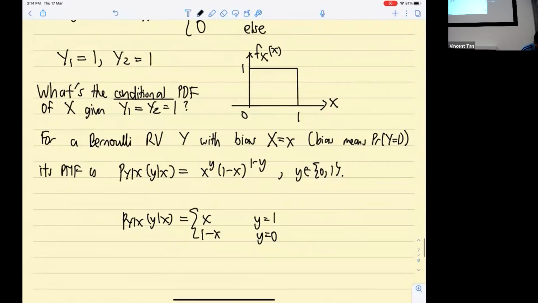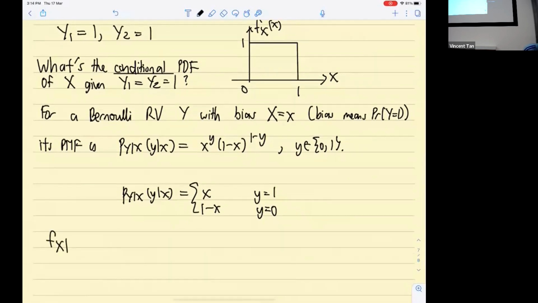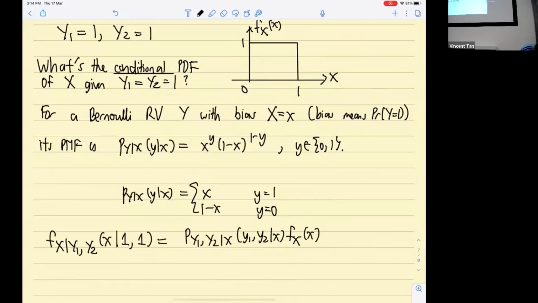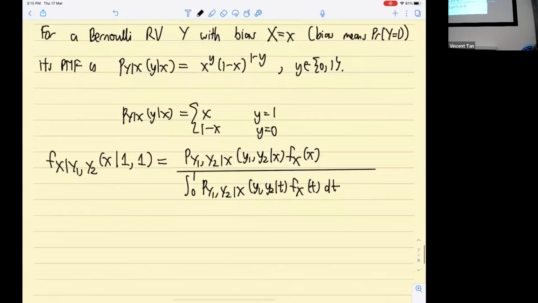We would like the probability density of x given y1 and y2, when y1 is 1 and y2 is 1. That is nothing but the probability mass function of y1, y2 given x, times f of x, divided by a normalizing constant, which is the integral from 0 to 1 of the probability of y1, y2 given t, times f of t, dt. This is just an application of the continuous Bayes rule.